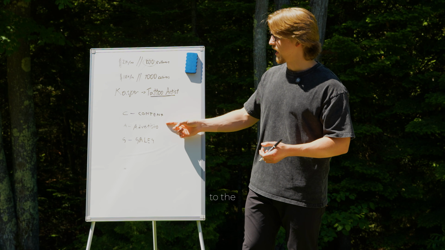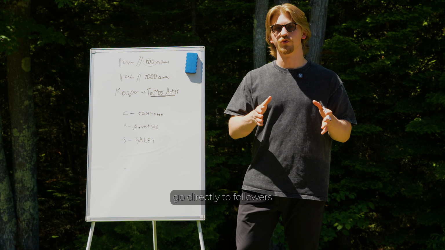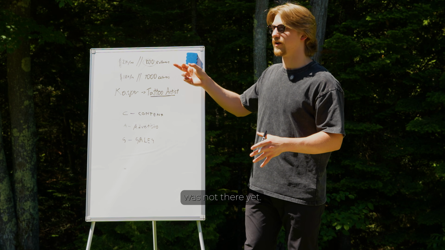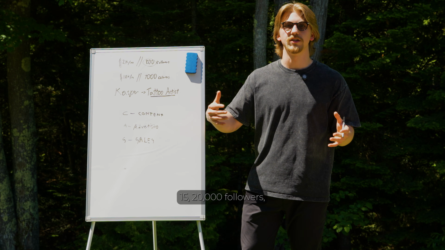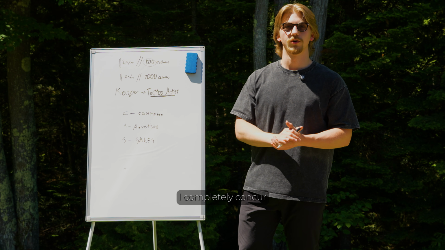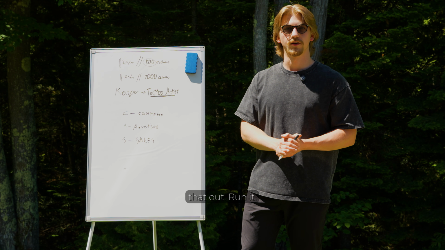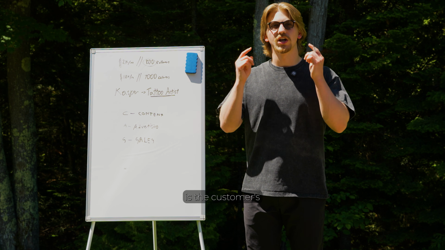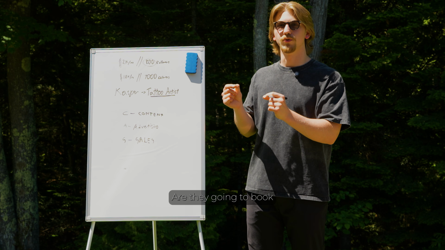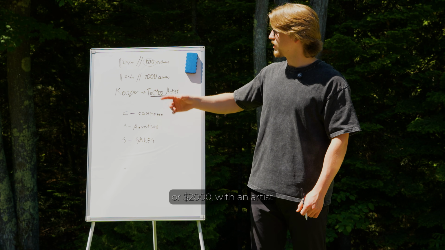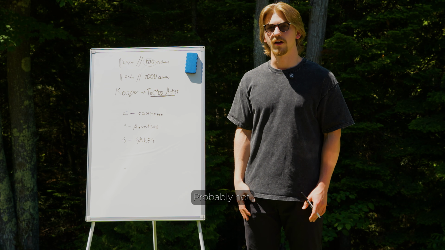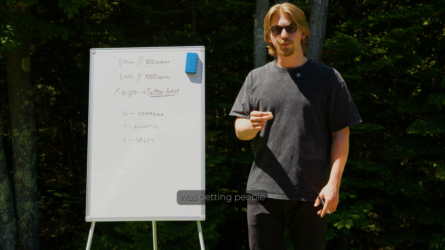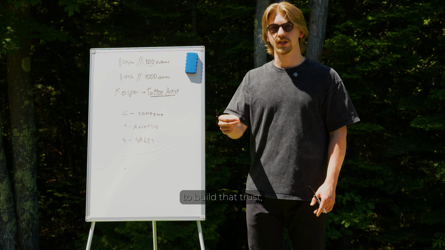And real quick, going back to the advertising piece, the reason we had them go directly to follows instead of direct to message is because the authority was not there yet. If you have 10,000, 15, 20,000 followers, I completely concur with going directly to DM. Like, testing that out, run it. If it doesn't work, go direct to follow. Because what you have to understand is the customer's buying behavior. Are they gonna book in a $1,500, $2,000 with an artist that has 800 followers? Probably not. So our advertising system for him at his level was getting people to follow his page, to build that trust, to build that authority.